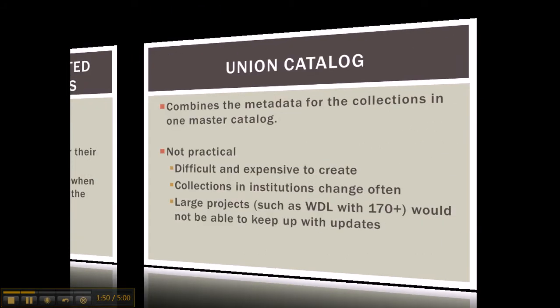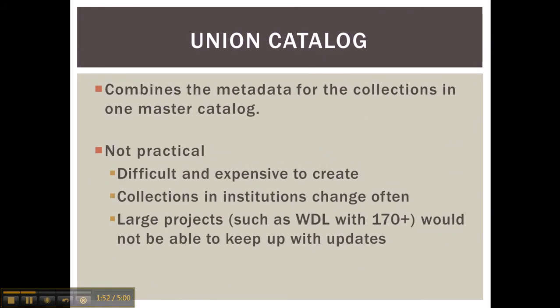One of the things that people try to do with digital libraries is a union catalog, which basically creates a master catalog for all the collections, but it's not really practical with 170 different institutions because they would have to keep up with it, and it would be constantly changing. Not only would it be costly, but there would just be no way to keep up with it.